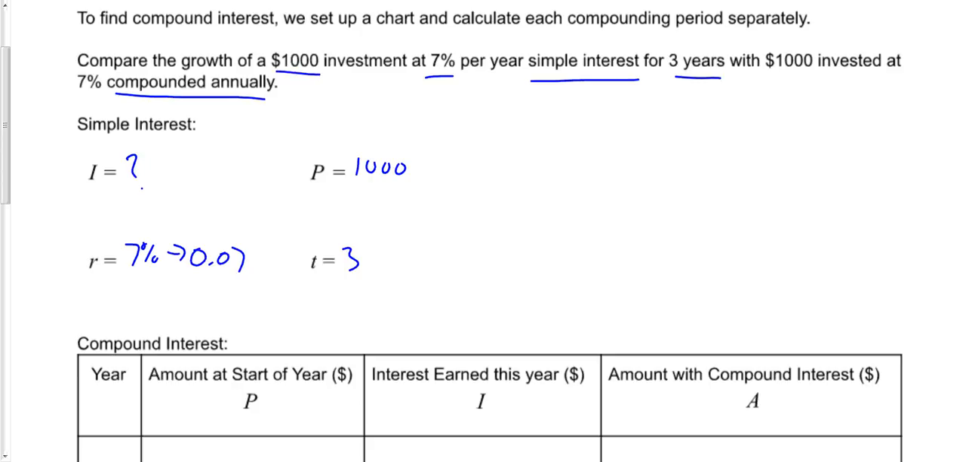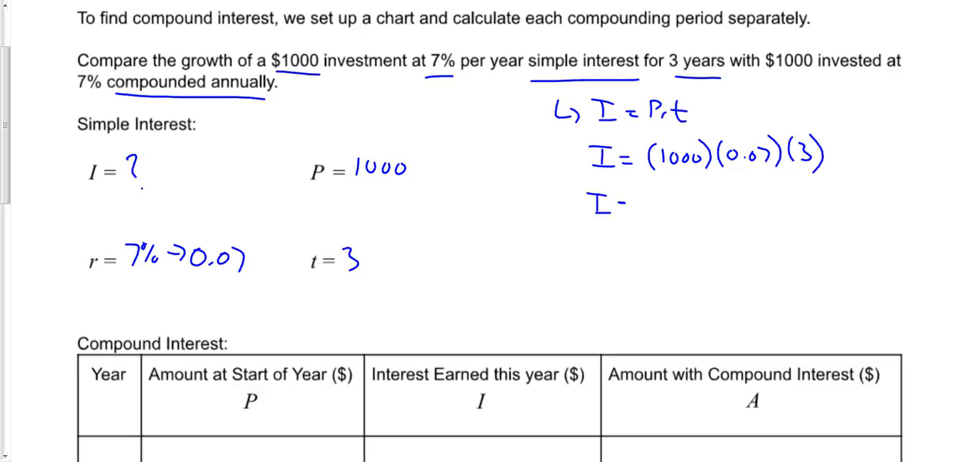Okay, so the simple interest formula is I equals PRT. So first off, we'll calculate how much interest is earned. So the total amount of interest is the principal, $1,000, times the rate of 0.07, and then times the time, number of years invested, which is 3 years. So the amount of interest earned is 1,000 times 0.07 times 3. So the amount of interest earned is $210.